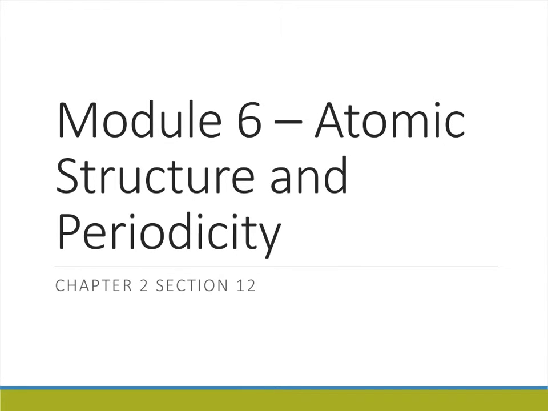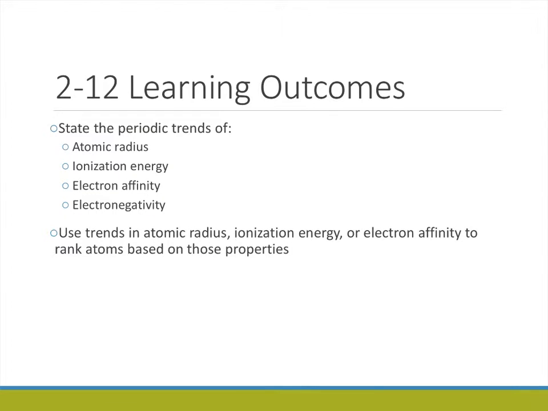Finally, in Chapter 2, we're going to talk about Section 12. The learning outcomes for Section 12 are to state the periodic trends of atomic radius, ionization energy, electron affinity, and electronegativity, and to use trends in these things to rank atoms based on those properties.